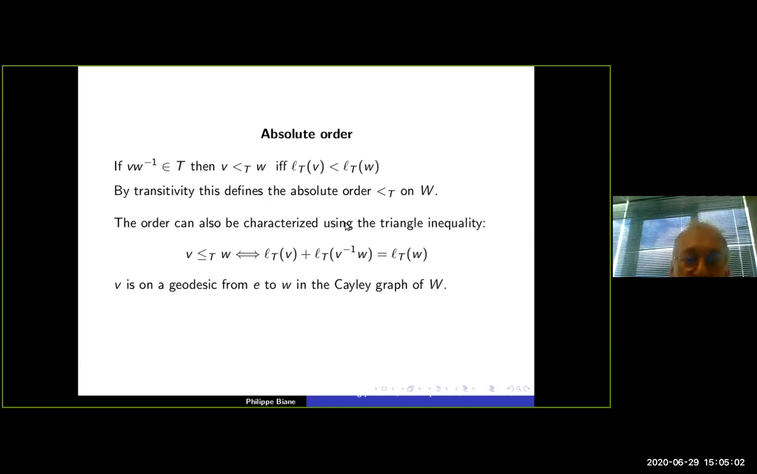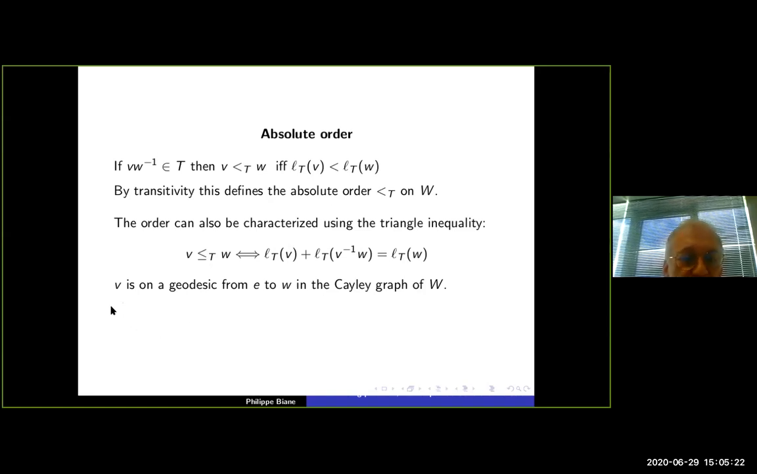But if we have equality in this triangle inequality, then we say that V is smaller than W with respect to the absolute order. It's another way of defining the absolute order. And one can check that these two ways of defining the order are equivalent. They both define an order relation.